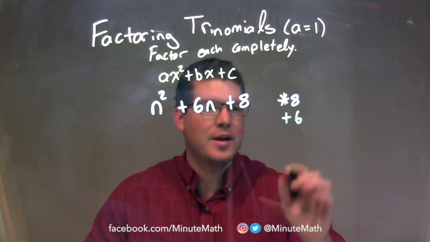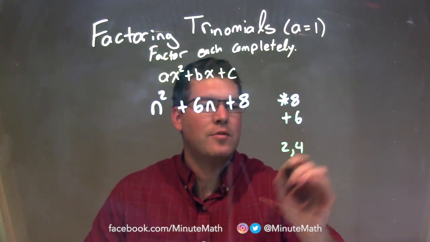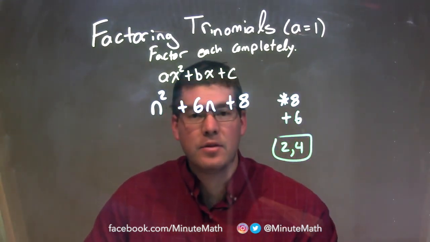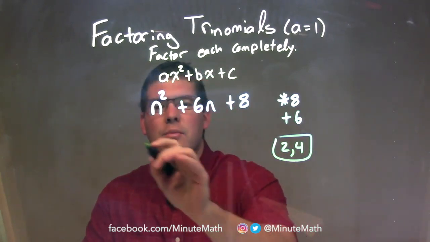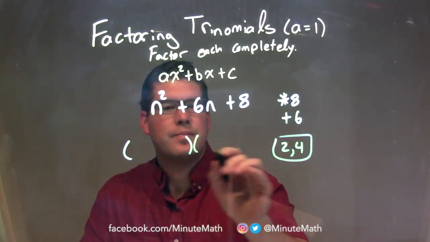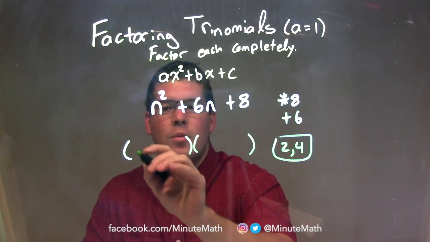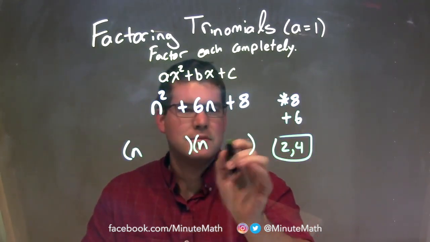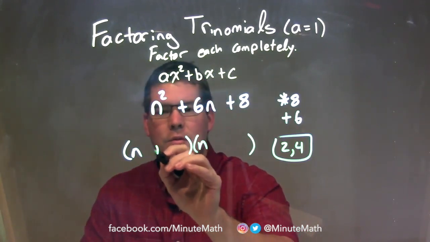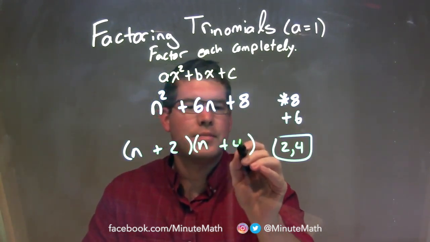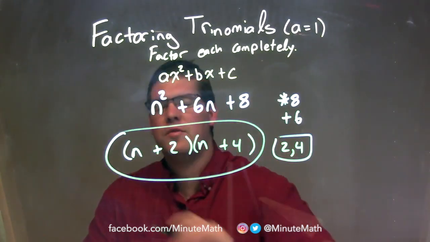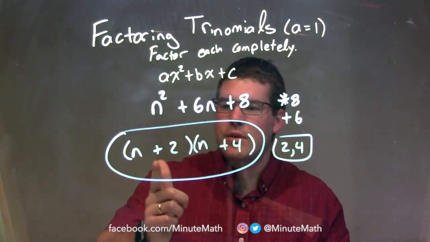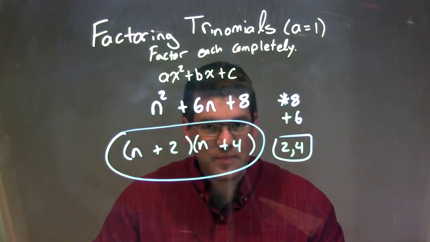Two numbers I am thinking about are 2 and 4. 2 times 4 is 8, and 2 plus 4 is 6. So now I can break this apart into two parentheses. We have n at the beginning of each one, and then we put our two numbers on the other side of each parenthesis. So we have a plus 2 here, and a plus 4. And there we go. Fairly simple to factor these easy ones with an a value of 1. Our final answer here is n plus 2 times n plus 4.